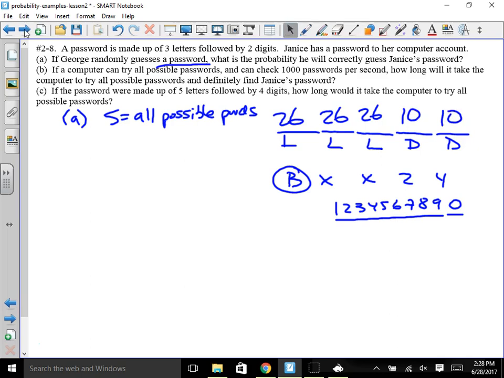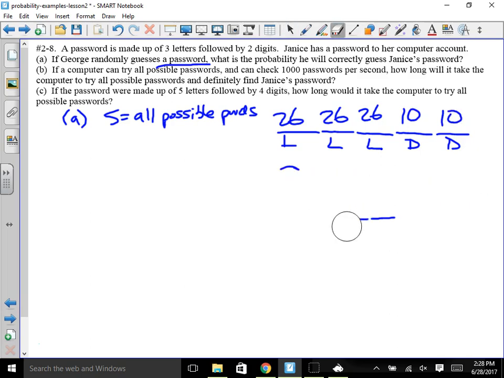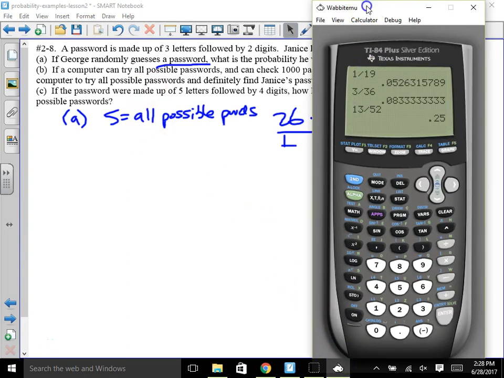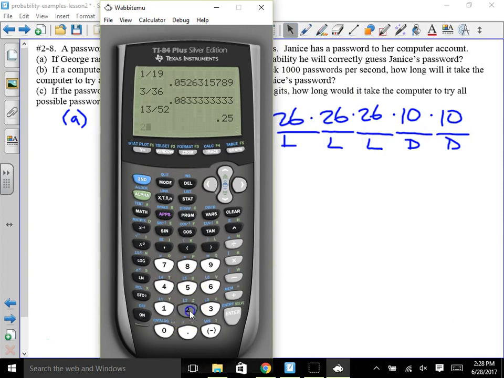So if we're looking at how many different ways we could choose passwords, there's this many ways to make each of the choices. And we know by the multiplication principle that we would multiply each of those values. So if I take a calculator here and multiply that out, we're going to get 26 times 26 times 26 times 10 times another 10.